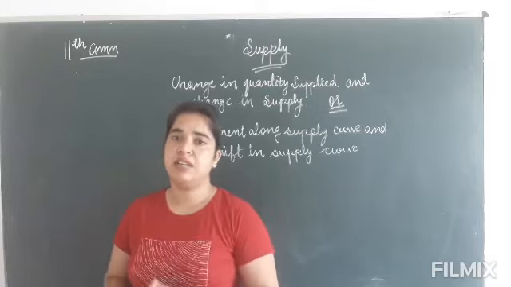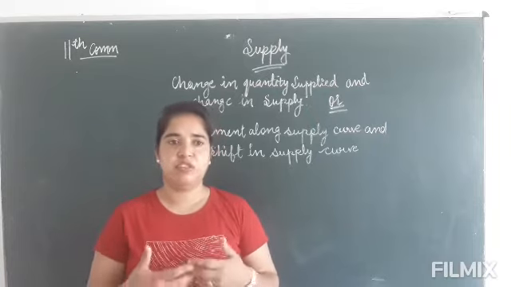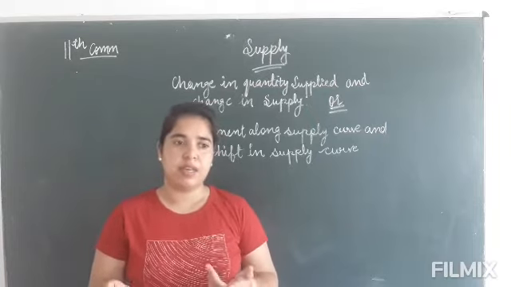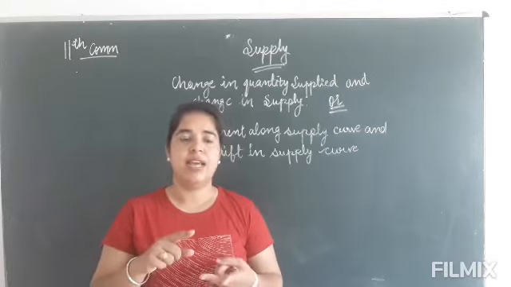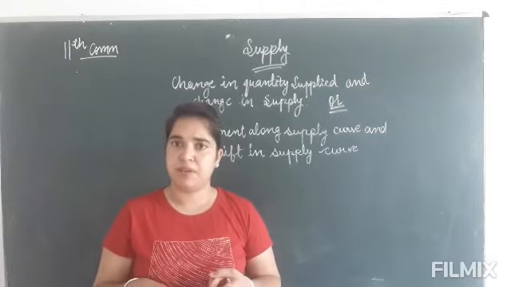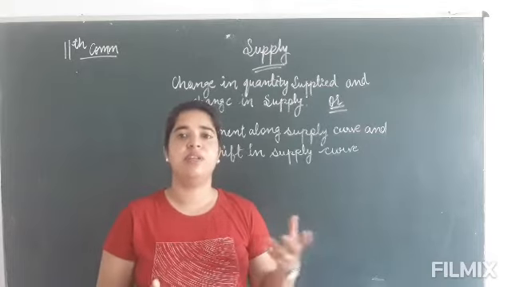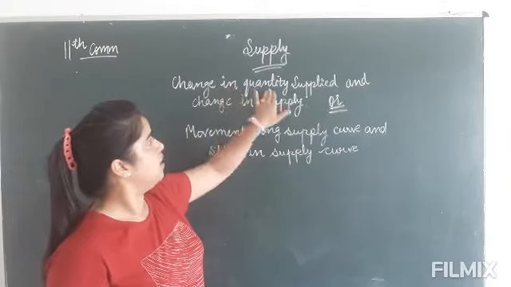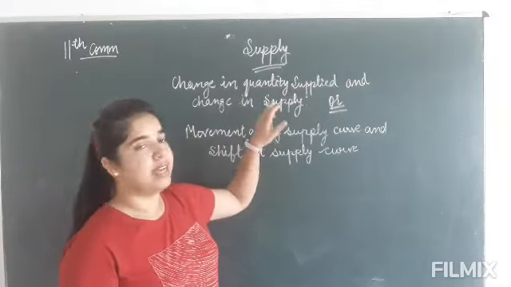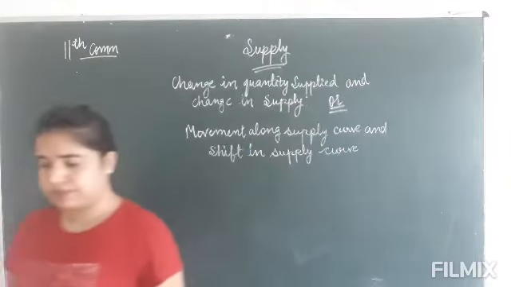Now see what we call it when a change occurs in the supply. If it is due to own price, then what can we call it? And if it is because of the determinants of supply, then what name will we have to give? So we will see these two, change in quantity supplied and change in supply, in the proper form.